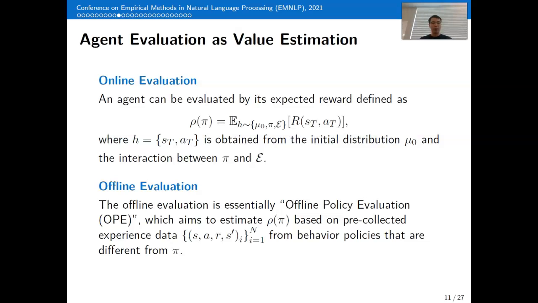The agent evaluation can be described as a value estimation problem under the RL context. For online evaluation, an agent can be evaluated by its expected reward defined as rho pi here, where H represents the conversation generated from sampling the interaction between the target agent and human beings. So for offline evaluation, we aim to estimate the rho pi based on pre-collected experience data. The pre-collected experience data are generated from behavior policies that are different from the target policies.